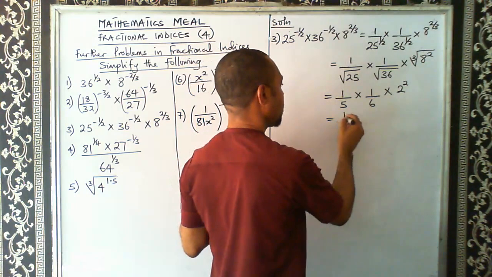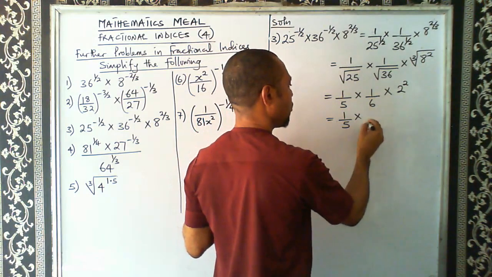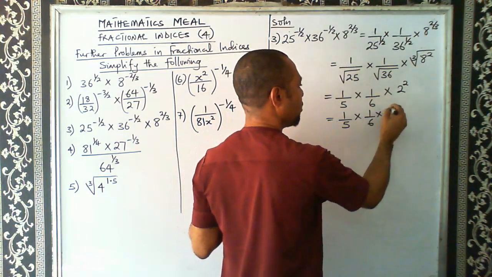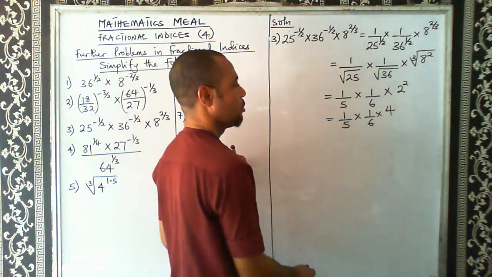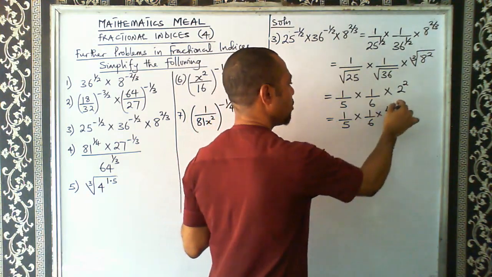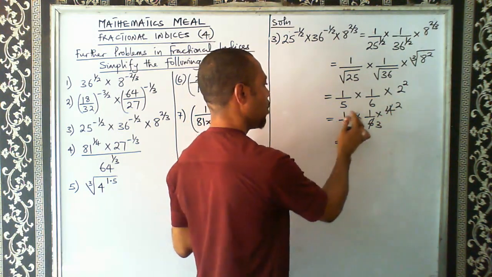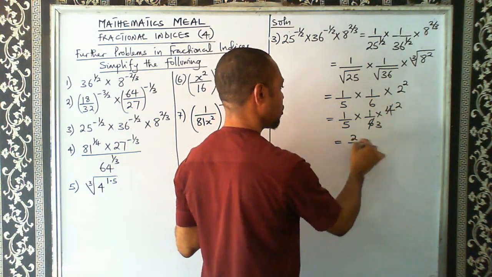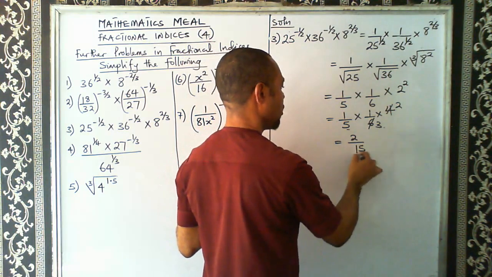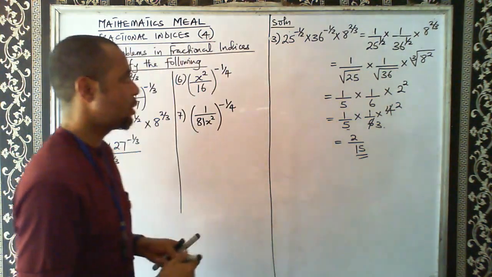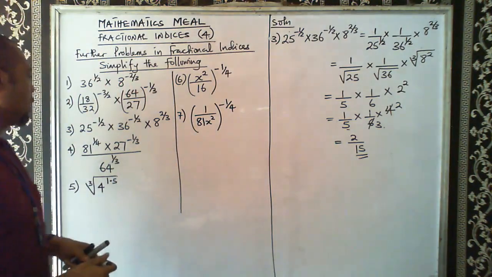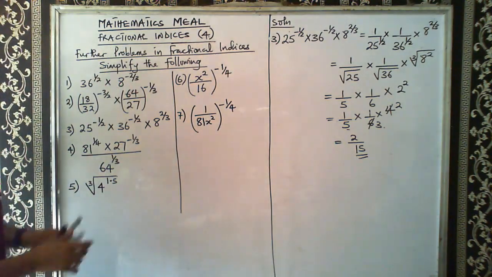So that will give us 1 over 5 times 1 over 6 times what? 4. So if you reduce to the lowest term, this is 2, this is 3. Nothing can divide again. 1 times 1 times 2 gives us 2. 5 times 3 is what? 15. So we have this. That's question number 3. So we move to number 4.